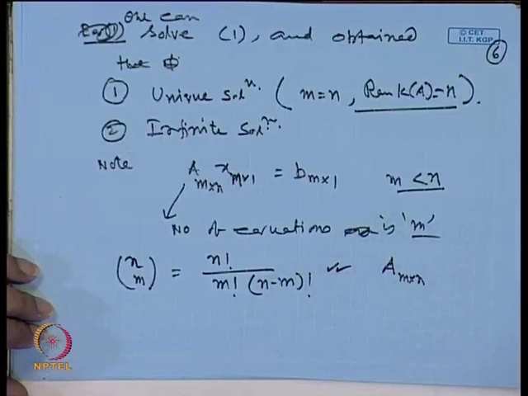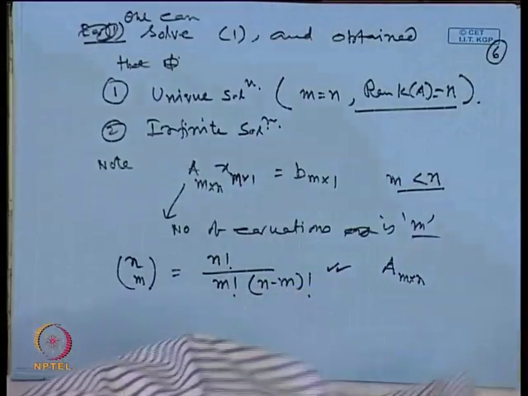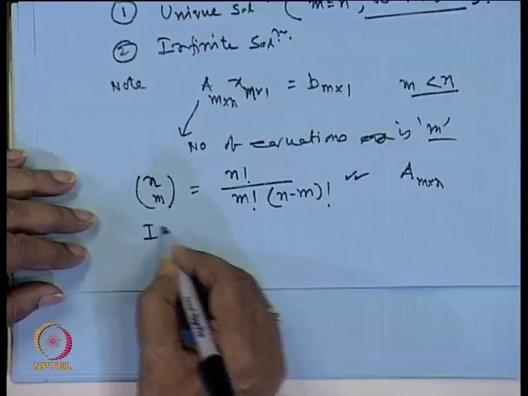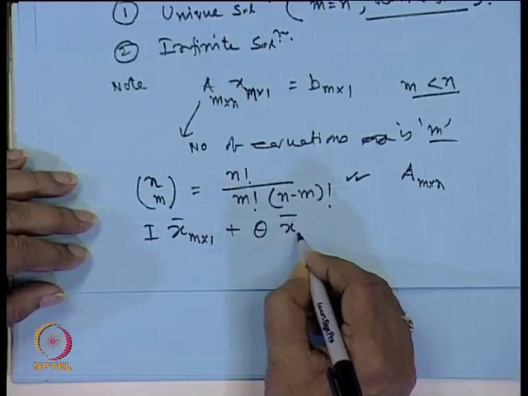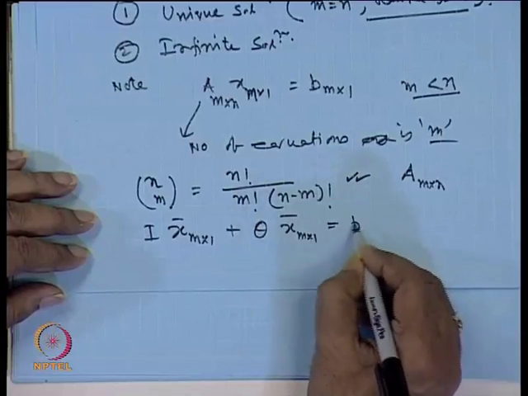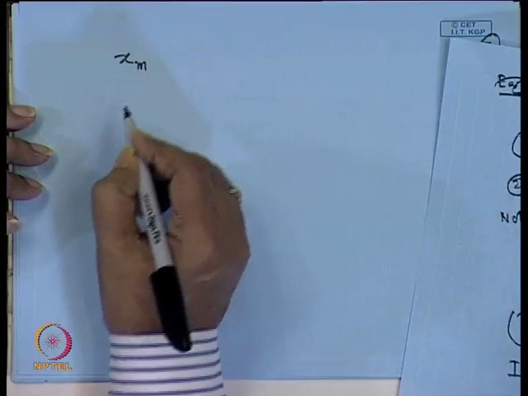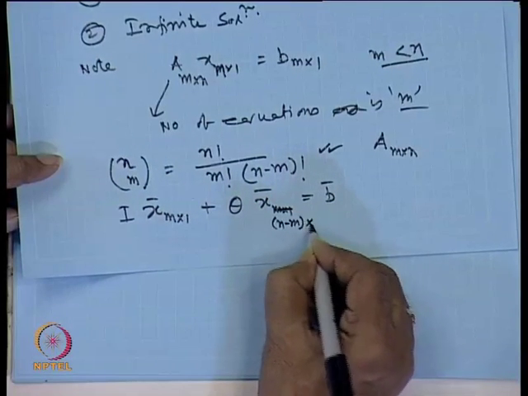So we can get such a number of linearly independent sets. So if you now recollect, you see this one, this is our canonical form representation. I write it here, that is I times x bar of m, cross 1, plus Q times x bar of n minus m, cross 1, is equal to b bar. We have seen how to do it. So from now onwards, I am telling that as if I have a system that itself is in canonical form. This is the m variables, and this dimension is n minus m cross 1.